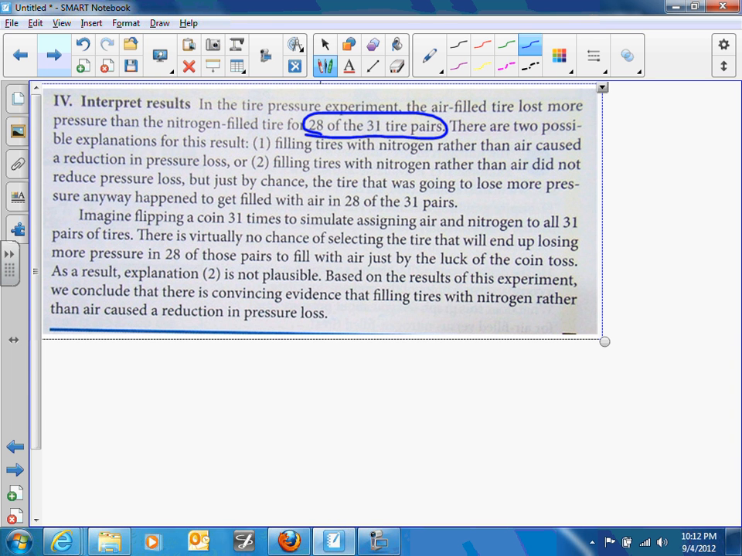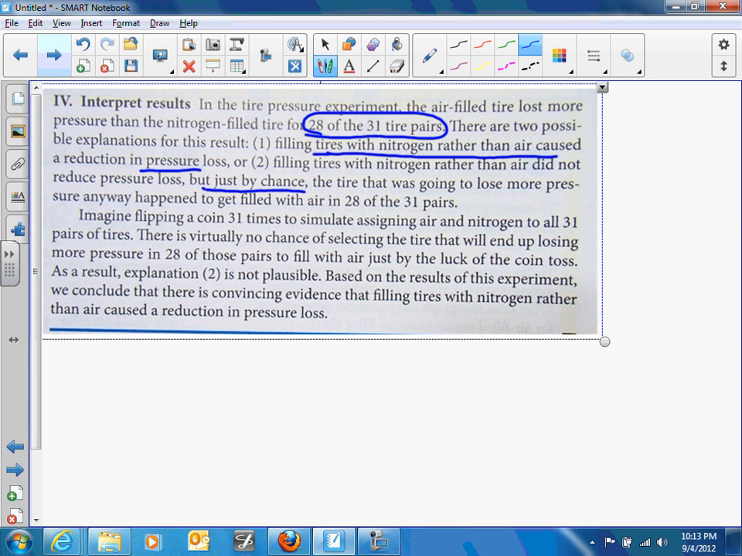There are two possible explanations for the results. So notice how they're preempting that there's two results. Filling the tires with nitrogen rather than air caused a reduction in pressure loss, or filling tires with nitrogen rather than air did not reduce pressure loss, but just by chance, the tire that was going to lose more pressure anyway happened to get filled with air. So you've got to consider these things. Was it by chance, or is there something significant to what you're asking?